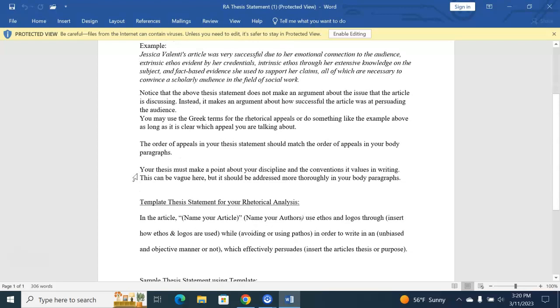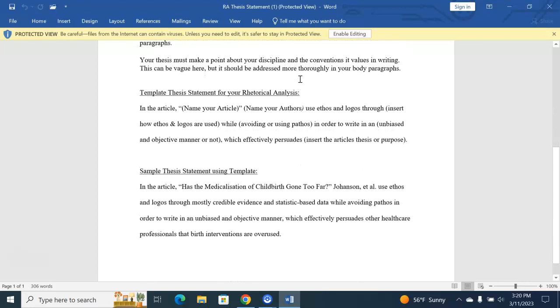Your thesis statement should make a point about your discipline and the conventions it values in writing. So it doesn't have to be super specific here, but it should address it. In this case, we have that because we mention that these things are successful at convincing social workers, right?